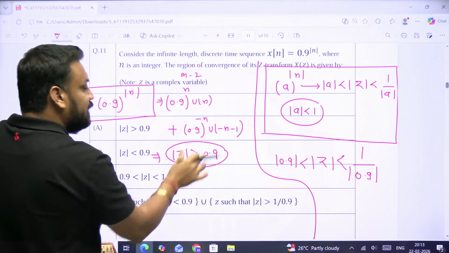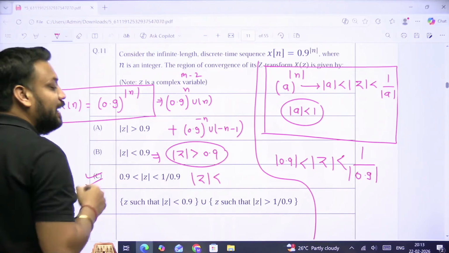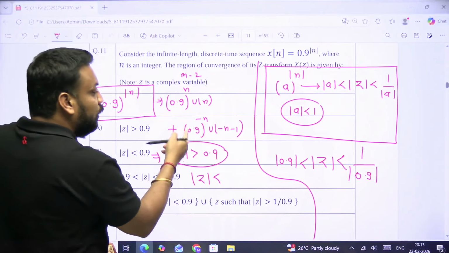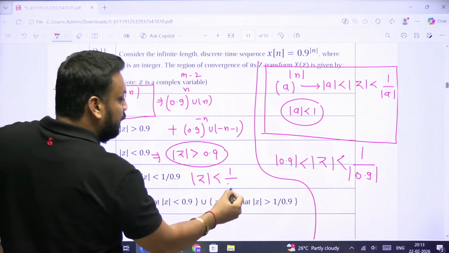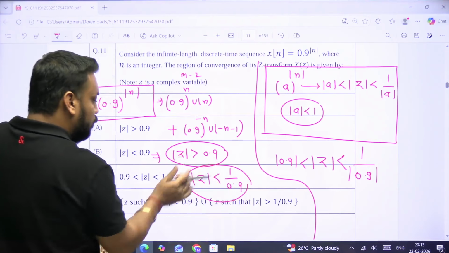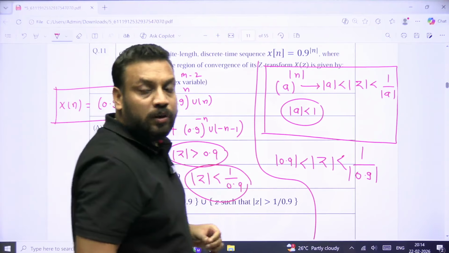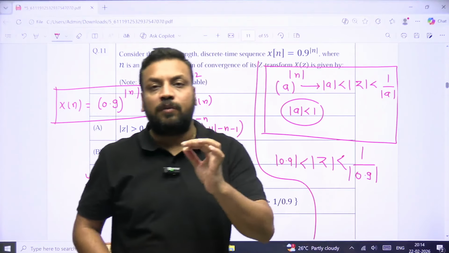And second thing, it is a left-sided form. So here you will get the ROC mod of z is less than a. What is the a value? A to the power n, a value is 1 upon 0.9 because power में minus n है ना, 0.9. और जब इन दोनों को साथ में देखोगे तो अगेन ये रेंज बन जाएगा, option number C. So guys, for this particular question, the correct answer is option number C only.